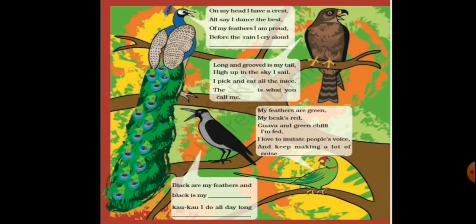The first exercise from the NCERT book of the lesson Flying High is a lovely riddle. Let us try to do this. The first one: On my head I have a crest. All say I dance the best. Of my feathers I am proud. Before the rain I cry aloud.